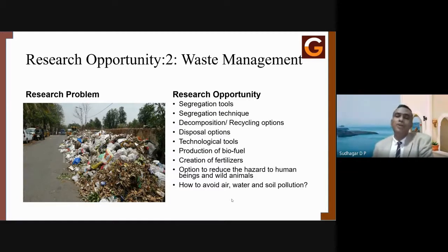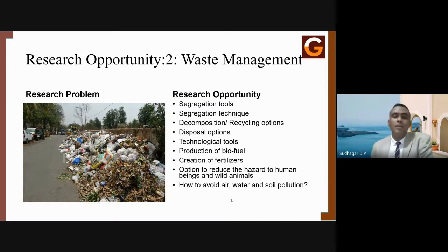Is it possible for you to research on that? How about coming out with some sort of technological tools in order to manage this waste? How about production of biofuel by using this waste? How about creation of fertilizers? I'm sure waste is not waste until you consider it as a waste.